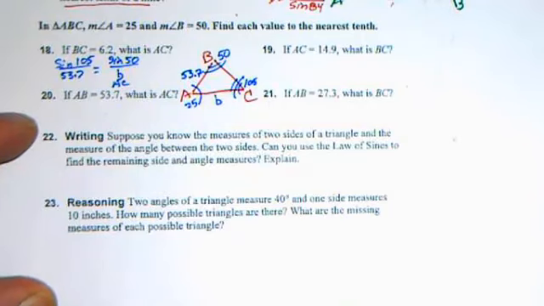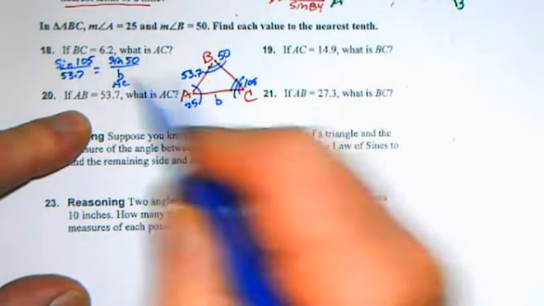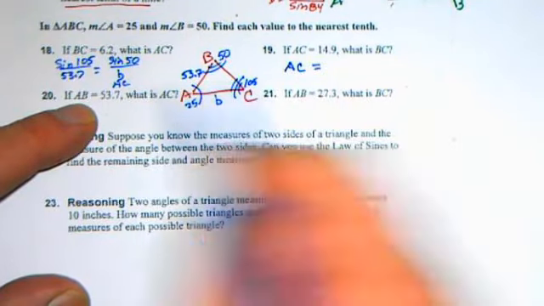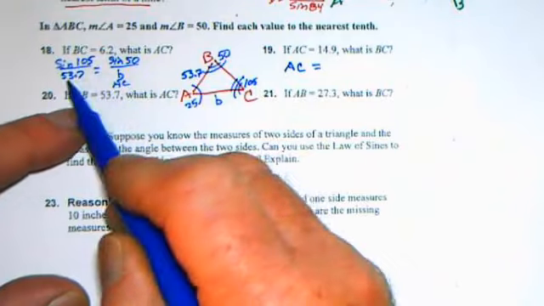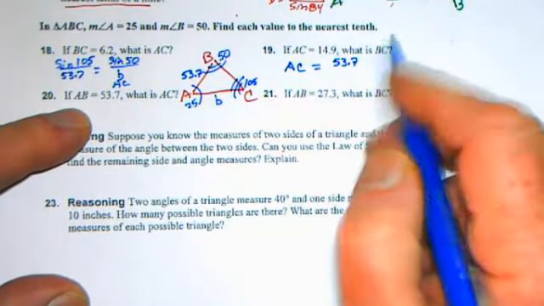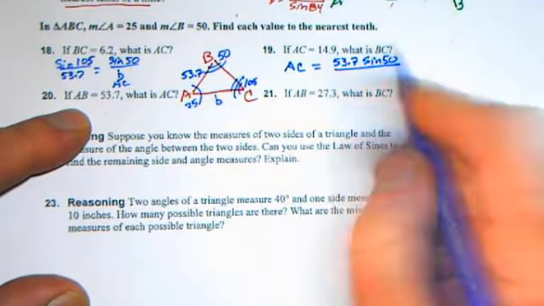Okay, so we want to finish this up. Cross multiply and simplify. We're going to have AC, which is the little b side, equal to 53.7 times sine of 50 divided by sine of 105.